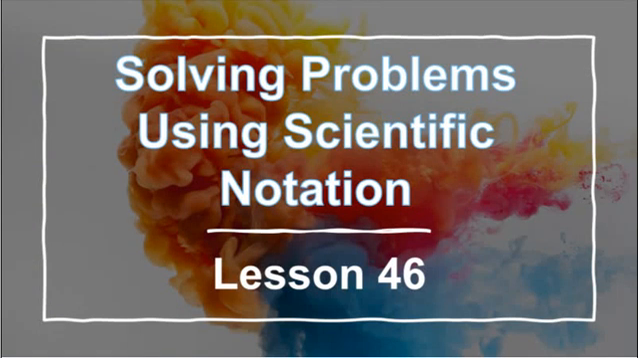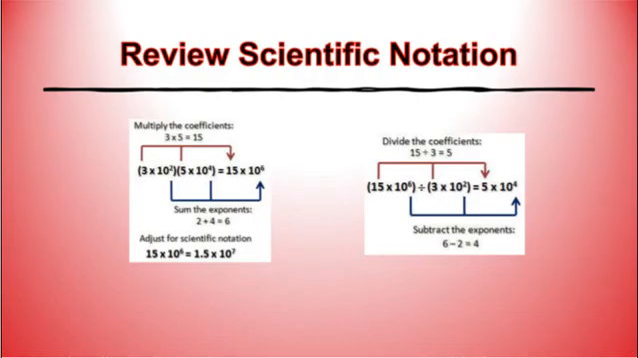Lesson 46, solving problems using scientific notation. Just to review, we use scientific notation to write really large numbers or very, very small numbers, especially numbers that have a lot of zeros in them. And how do we write them in scientific notation?